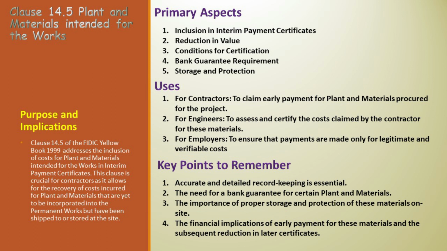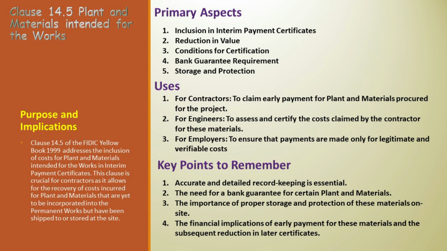Two scenarios for plant and materials. The engineer's determination hinges on one of two scenarios. Scenario A, plant and materials listed for payment when shipped must be en route to the site, with evidence of shipment, payment of freight and insurance, and a bank guarantee. Scenario B, plant and materials listed for payment upon delivery must be properly stored and protected on the site, in line with the contract stipulations.